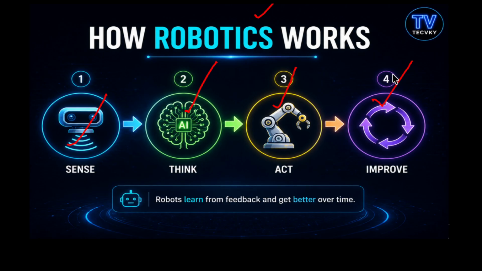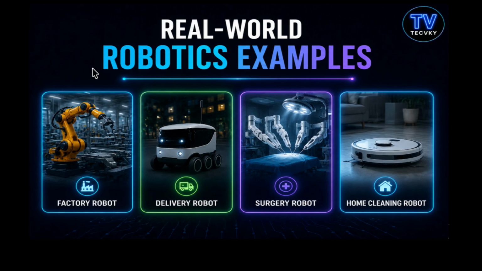Now that we understand how robots work, let's look at some real-world examples where robotics is transforming industries and everyday life. Examples of robotics include industrial robots in factories, delivery robots, medical robots, home cleaning robots, and autonomous vehicles. These machines help automate tasks that may be repetitive, dangerous, or require high precision.